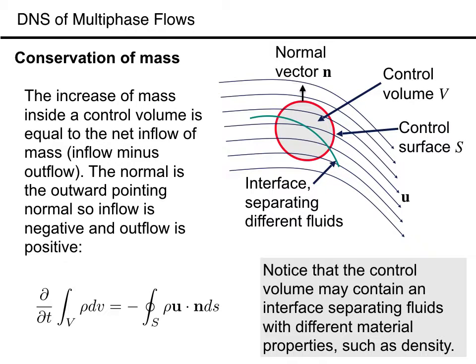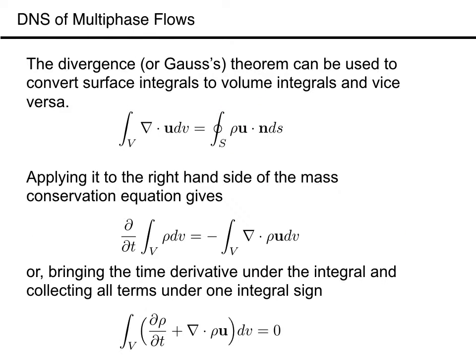Since we take the normal to be positive pointing outward, and inflow adds to the mass and outflow decreases the mass, we need a minus sign in front of the surface integral. Notice that the control volume can contain an interface, so the density can be different on different parts of the control surface. Using the divergence theorem and that the control volume is fixed in space, so the time derivative can be moved under the integral sign, the mass conservation equation can be written as one volume integral over the rate of change of the density plus the divergence of the mass flux, or the density times the velocity.